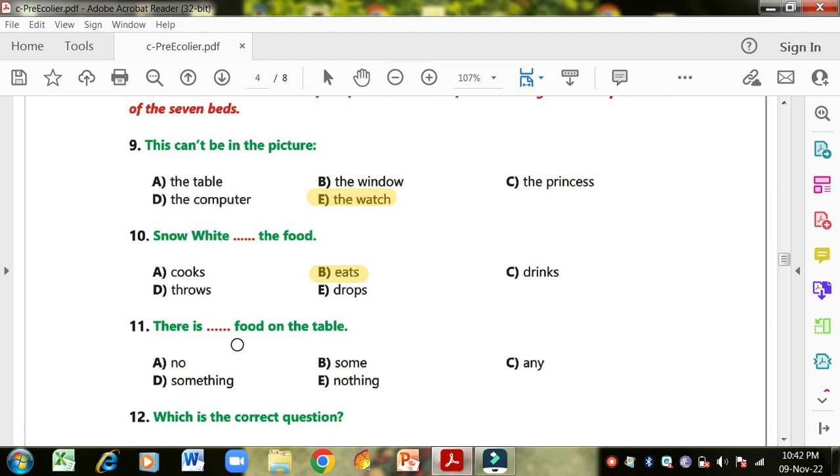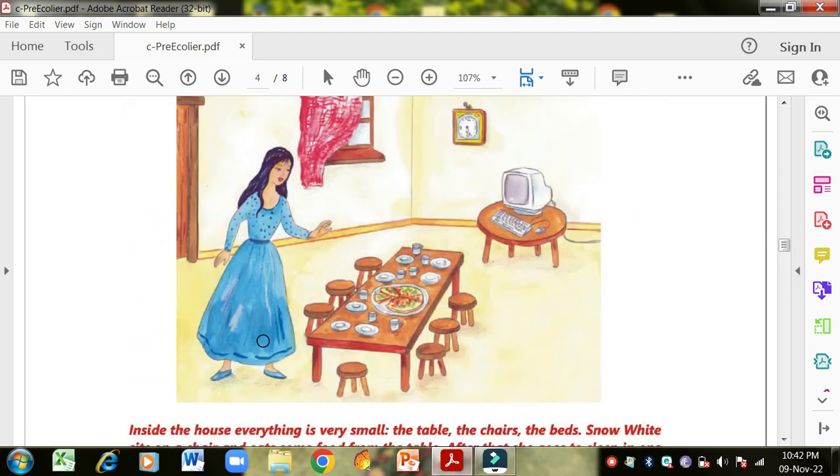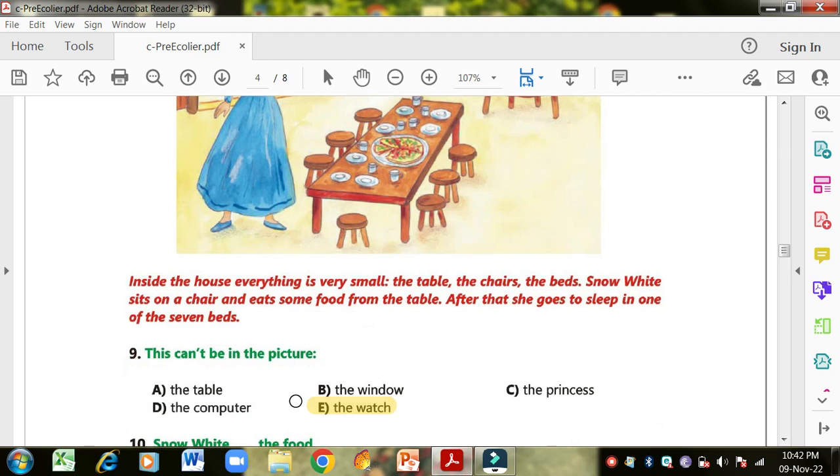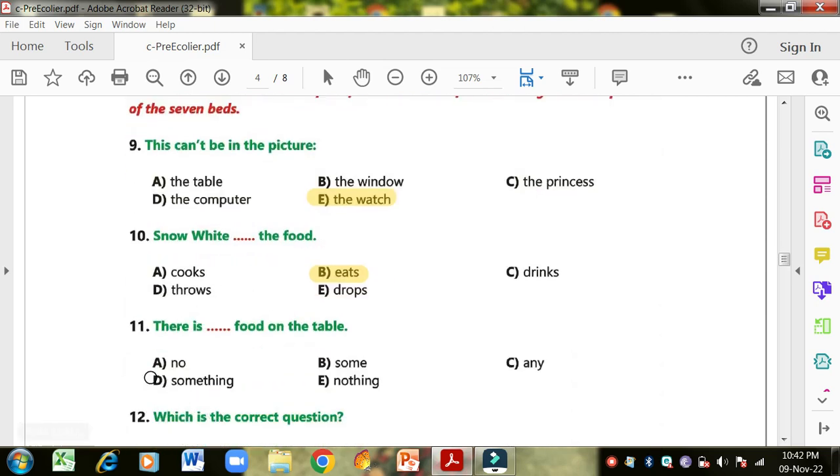Okay, 11. There is dash food on the table. You can see that there is food on the table. So look at the options. There is no food, no, some, any, something or nothing. Definitely the answer is some. There is some food on the table.